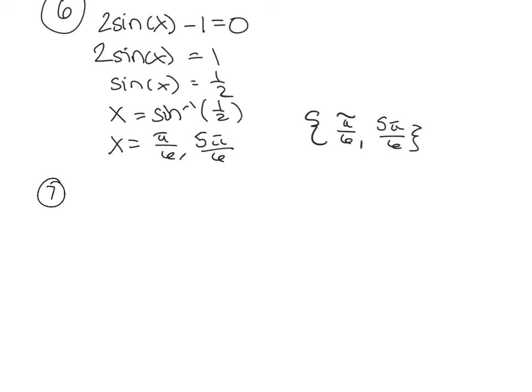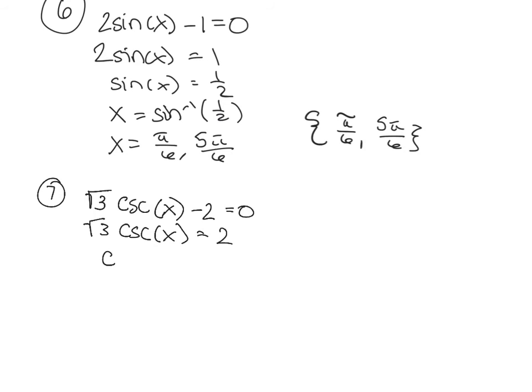So problem number 7 is the square root of 3 times cosecant of x minus 2 is equal to 0. Now, if some of these problems are starting to look familiar to you, a lot of them are in fact on the first homework assignment, so these are just practice again. So here I'm going to start by adding 2 to both sides. Then I'm going to divide both sides by the square root of 3.